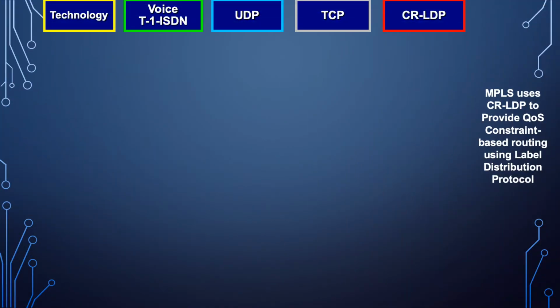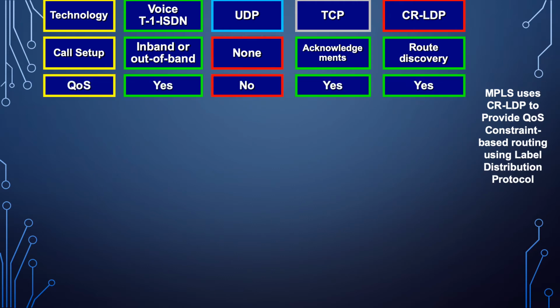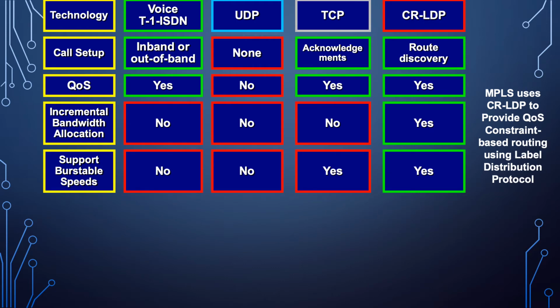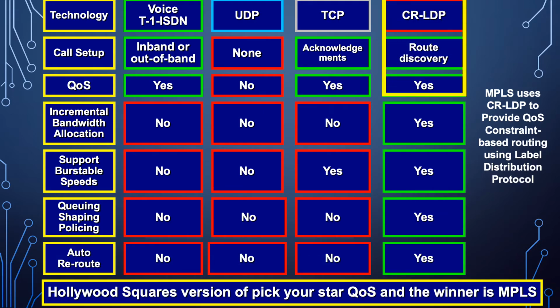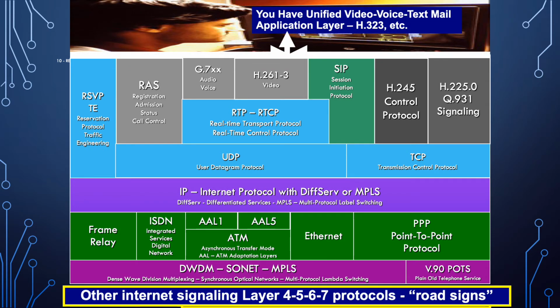Here's your kind of Hollywood Squares approach to this whole process. I'm not going to go into details of this; you can look at it at your leisure. But again, we're trying to figure out how we can do quality of service across different kinds of networks and different ways to handle incremental bandwidth allocation, burstable speeds, queuing, shaping, and policy. Some people call it provisioning, shaping, orchestration, and auto reroute. So when you look at MPLS, it really becomes the square of choice here in providing quality of service across networks.